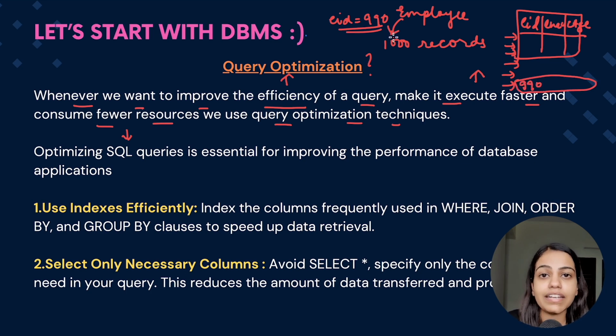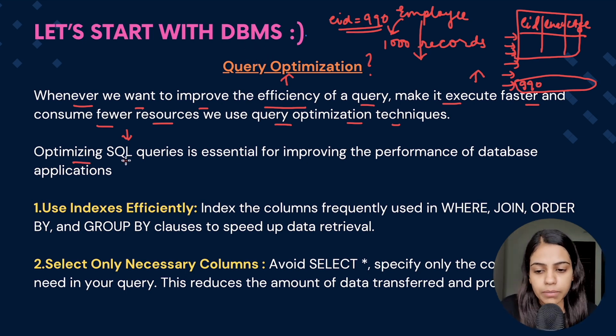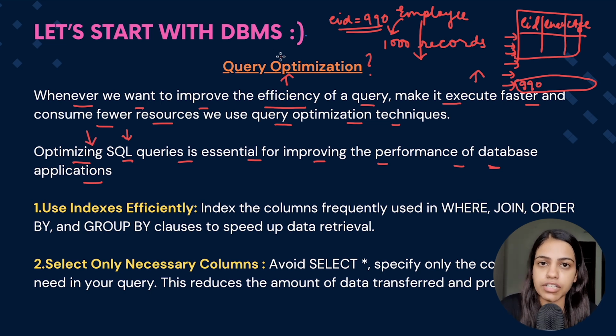But this query may take some time. And consider that in a real scenario, our employee table has 1 lakh or 10 lakh plus records, right? So for that, we need to make our queries execute faster so that we can get faster results. That is why we use the query optimization techniques. Optimizing SQL queries is essential for improving the performance of a database application. So whenever we want to improve the performance of our database application, we need to optimize our SQL queries, and we can use the query optimization techniques there.